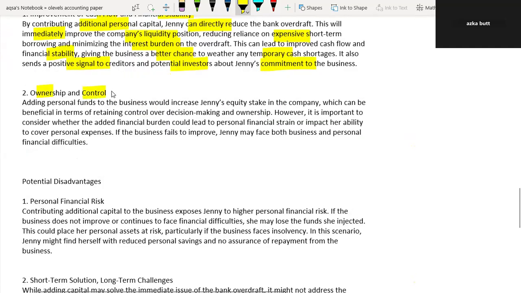The second one is ownership and control. Adding personal funds to the business would increase Jenny's equity stake in the company, which can be beneficial in terms of retaining control over decision making and ownership. However, it is important to consider whether the added financial burden could lead to personal financial strain or impact her ability to cover personal expenses. If the business fails to improve, Jenny may face both business and personal financial difficulties.